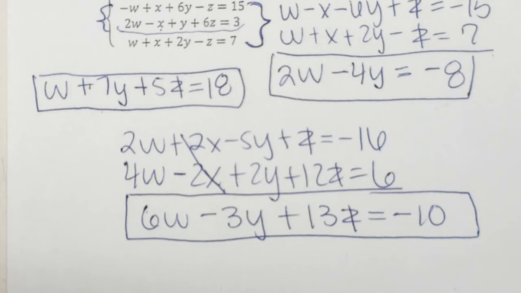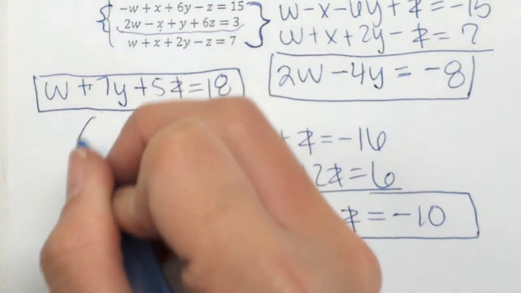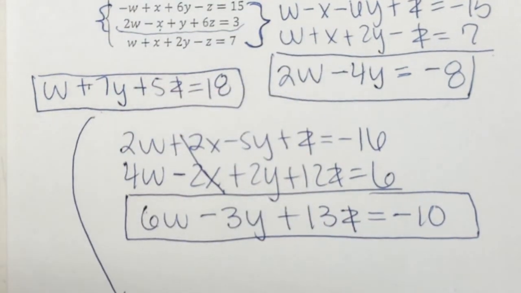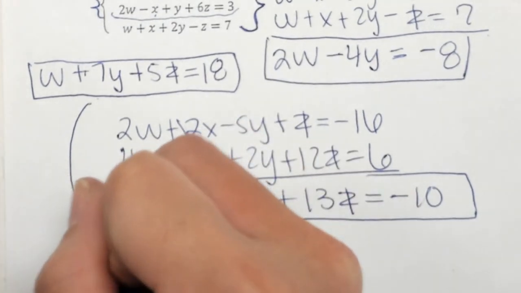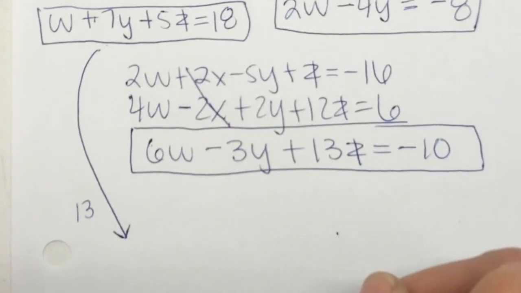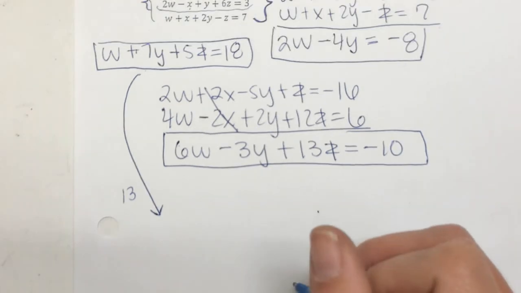What's the number that 13, what can 13 and 5 both go into? 13 and 5. 60? 65? So we need to multiply this one by what? 13. So somebody tell me what that's going to be. Go ahead, Evan.